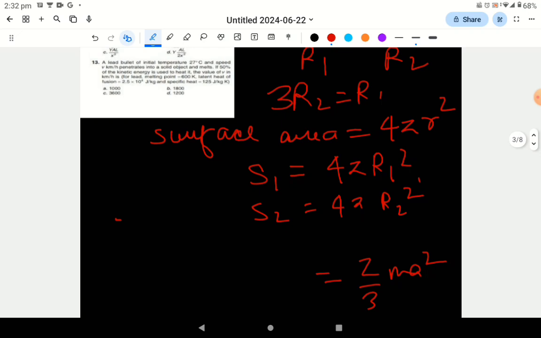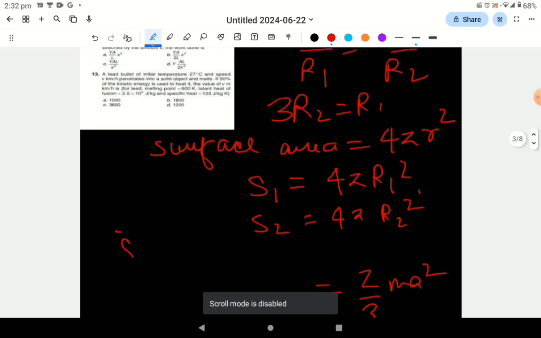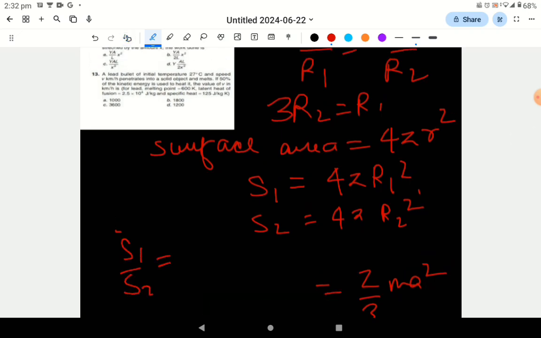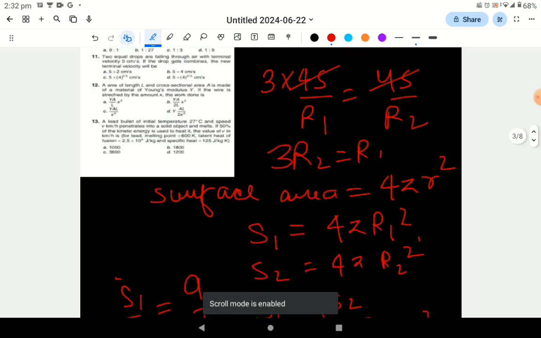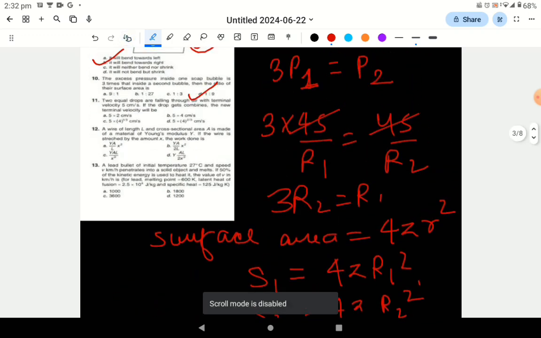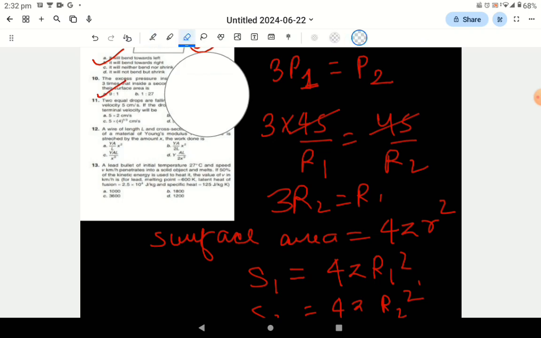So s1 upon s2 is equal to 9 is to 1, which is s1 is 9 times of s2. Let's match it, it is 1 is to 9, so option number D is correct. Question number 10. Let's move on to the next question, which is, wait a minute. It will be option number A here, not option number D.